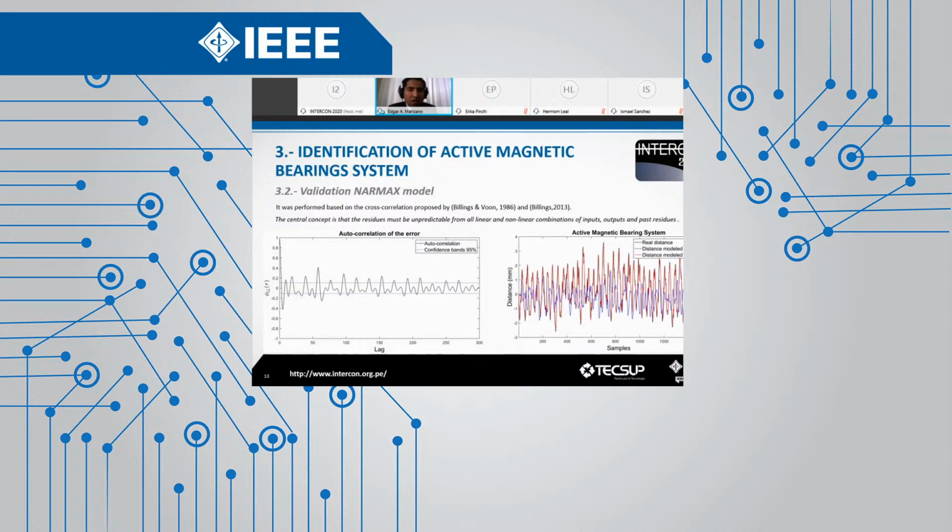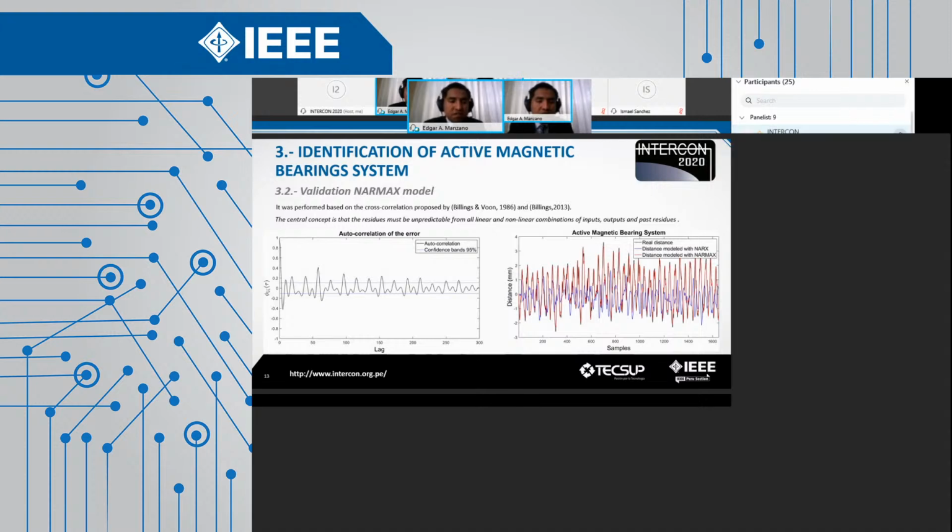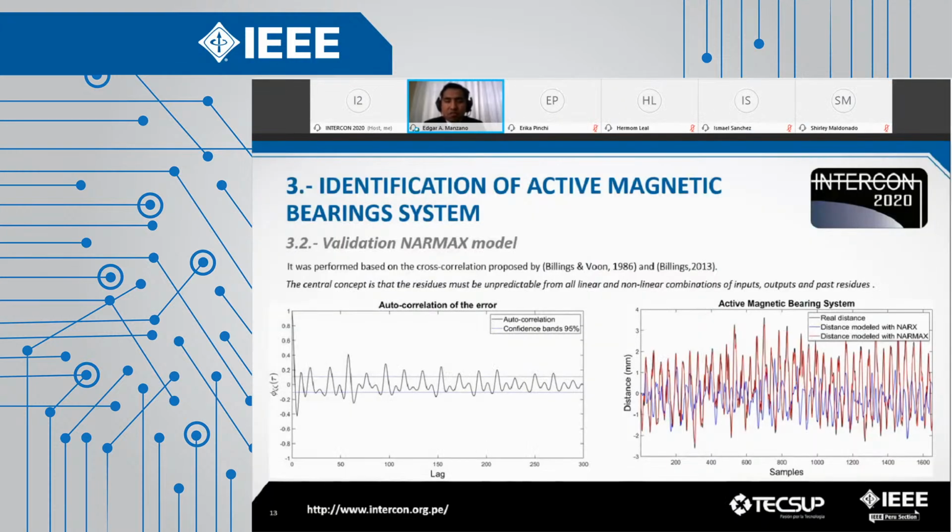We use the cross correlation proposed by Billings in his papers, to determine if the model obtained is valid for our active magnetic bearing system. The central concept in this case is that the residuals of our model must be unpredictable. So we need to establish confidence bands of 95%.